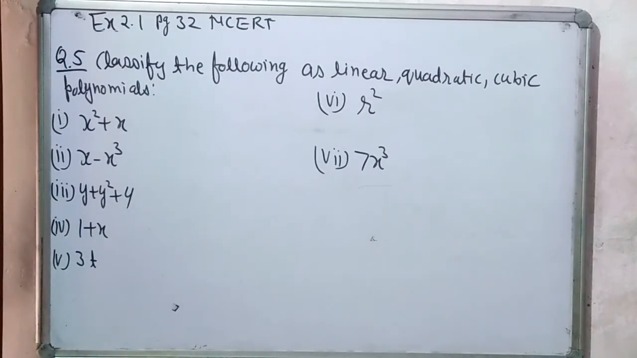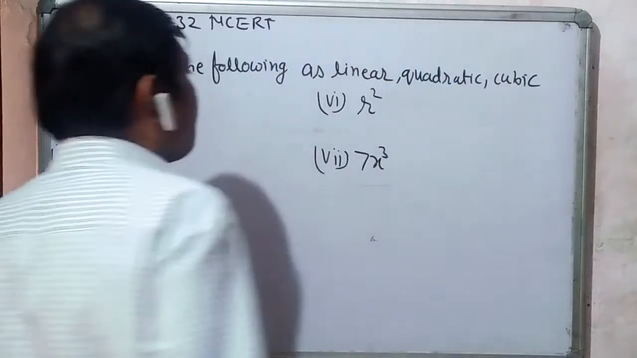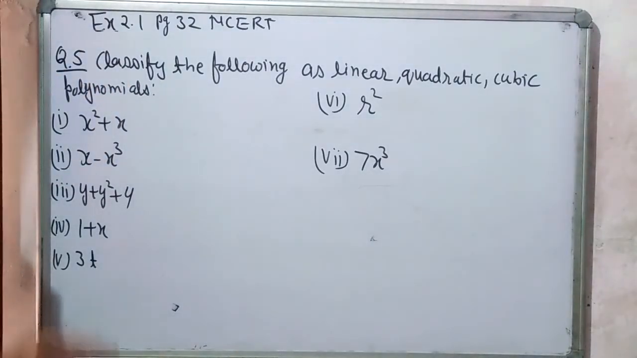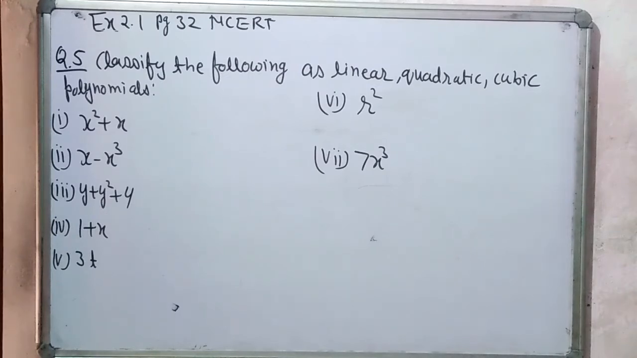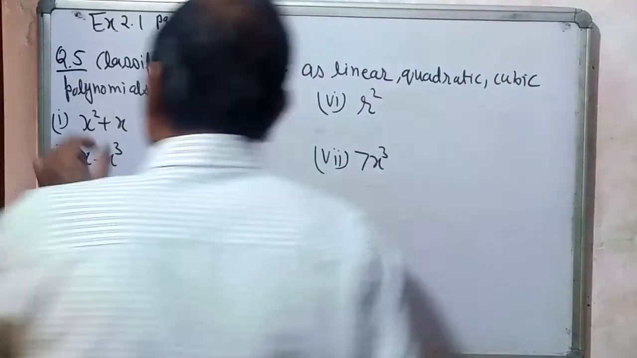So dear students, now we have the last question of this exercise, question number 5. What we have to do is classify the polynomials as linear, quadratic or cubic. Now if you remember, we had said a polynomial with degree 1 will be linear. A polynomial in a single variable with degree 2 will be quadratic. And a polynomial in a single variable with degree 3 will be cubic. So let us see the first one.